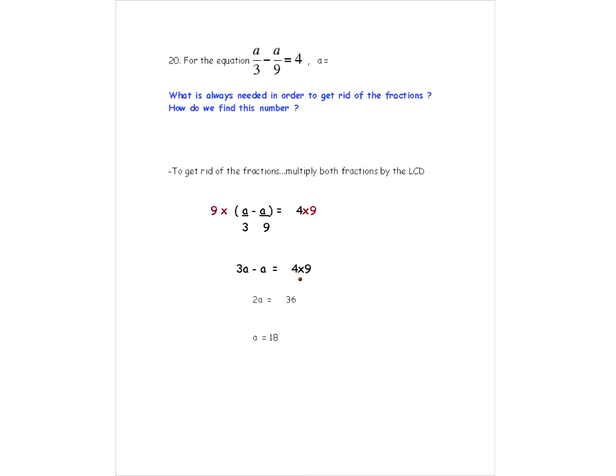And on the right side, we're multiplying by 9. That's going to give us 36. 3a minus a is 2a equals 36. We solve that, and we get a equals 18. So that makes sense, guys, how we did that? We got rid of the fractions, why we chose 9, and then how these numbers kind of canceled out. Okay, right on.